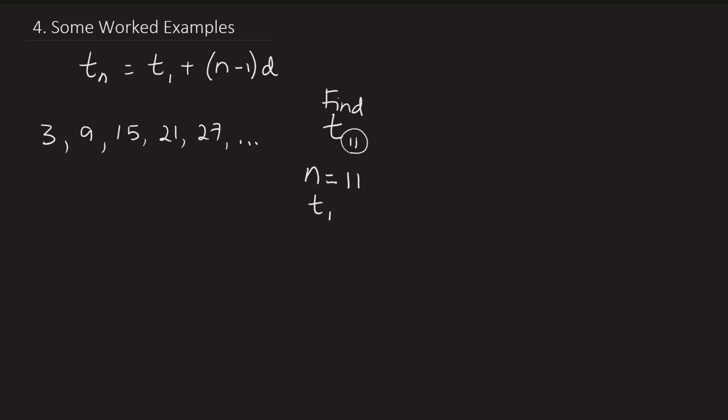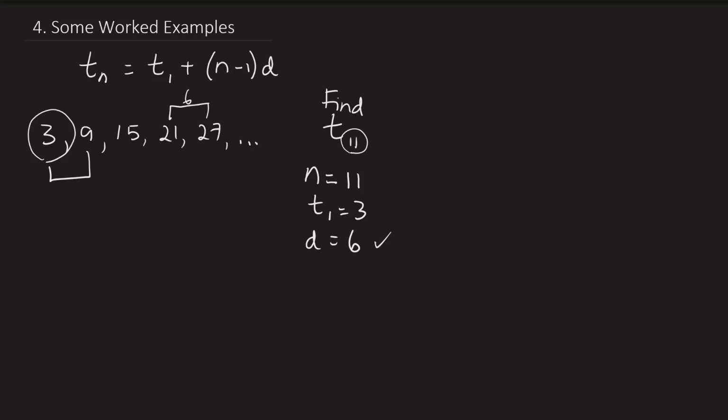T1 is the first term here, and that's 3. And the common difference is the difference between two successive terms. So let's take 9 minus 3 is 6, and I usually quickly do another one just to make sure. Let's do 27 minus 21. That's also 6, so this number is correct.